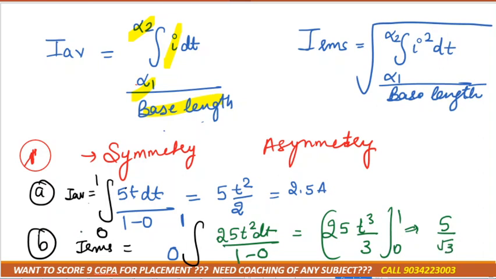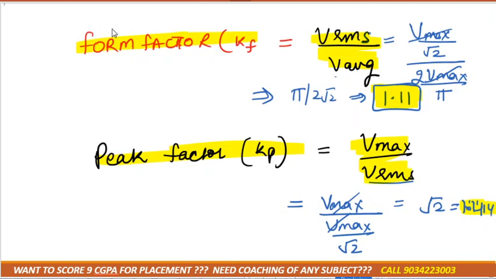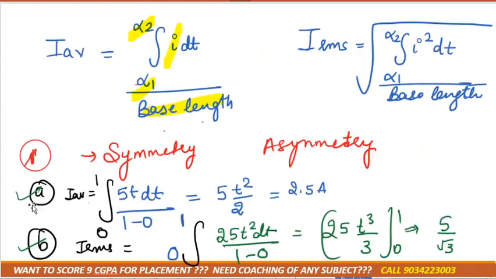Got it? So once we have the average value and RMS value, can we get the form factor? The form factor formula is RMS by average. And can we get the peak factor? The peak factor is maximum by RMS. Correct? So by substituting these values you will always get the same form factor, 1.11, and peak factor, 1.414. If you get any different value, it means your answer is wrong. Okay?